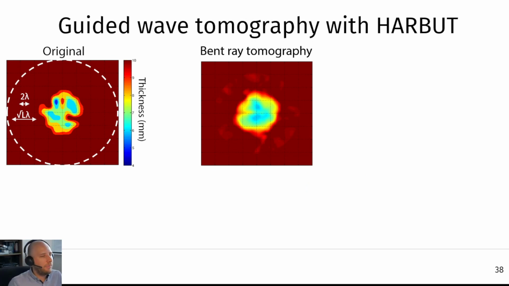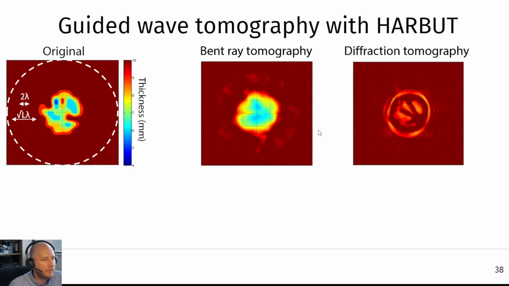And this is what happens if we then try and apply this to guided wave tomography. So again, this is an artificial simulated case, I think again A0 with a sort of artificial defect. Ray tomography, low resolution. We looked at that before. Diffraction tomography. Now this violates the Born approximation fairly clearly. In this case, it's too high contrast, even though it's relatively small. I mean, it's only a few wavelengths in size, this defect. So not great in this case.